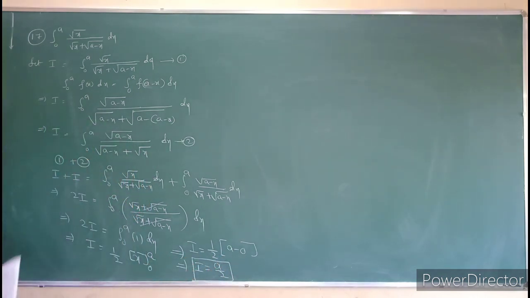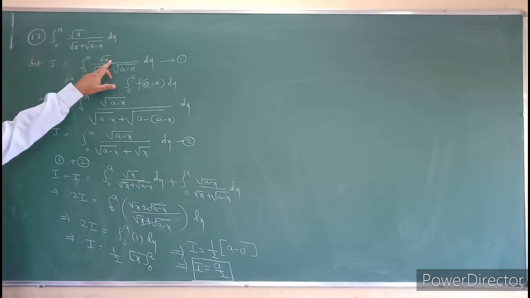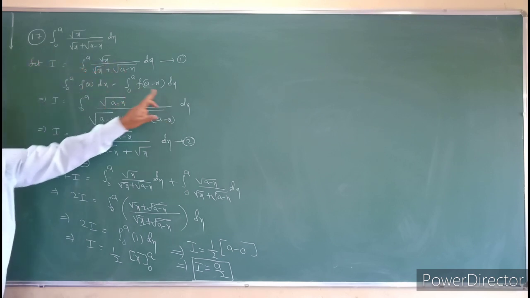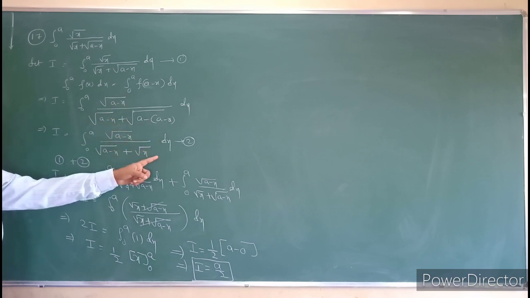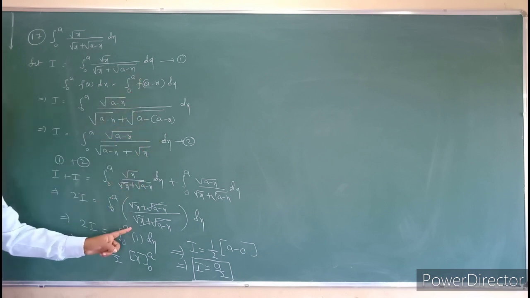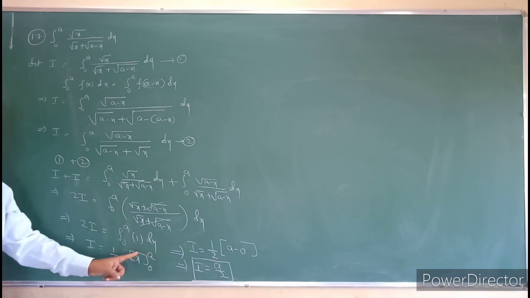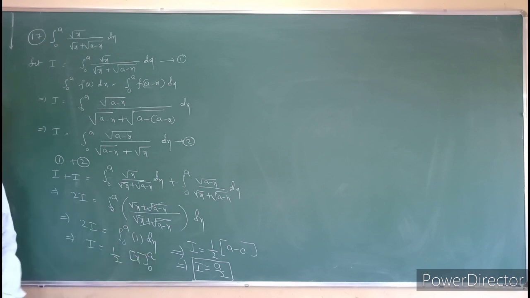See that one? Root x by root x plus root of a minus x. Take that as I and apply this formula. In the place of x, you will get a minus x. So in the place of x, just replace a minus x. You will get equation 2. Add 1 and 2, you will get the integral 0 to a of 1 into dx. The integral of 1 is x, and apply the upper limit minus the lower limit. You will get the answer.